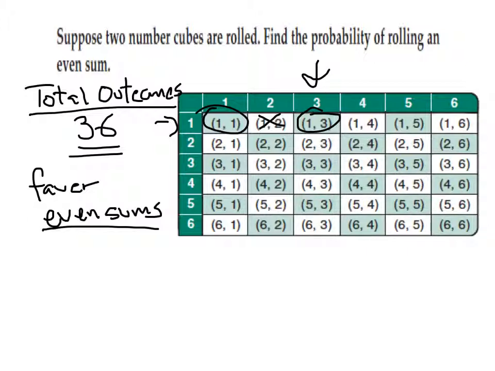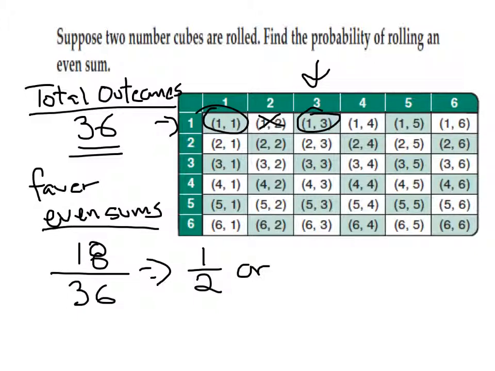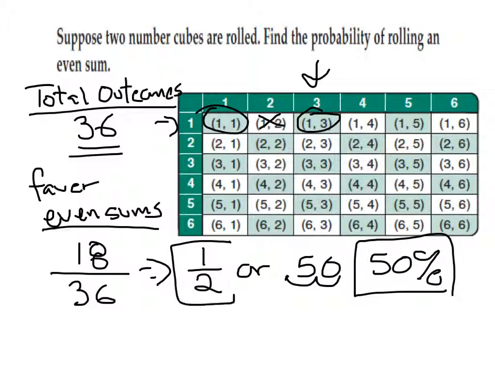And I continue doing that all throughout this chart, and I find that I have 18 even out of the total, which was 36. I want to make sure that my fraction is in simplified form, which it is. I have this as an answer, or I could change it into a decimal, then move it 2 places and make it a percent. So 50% or 1 over 2 are the acceptable forms of answers.